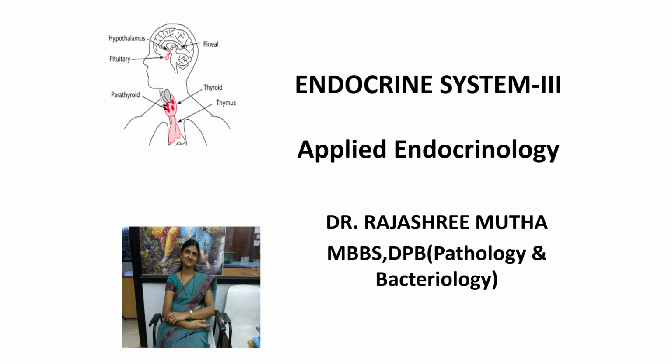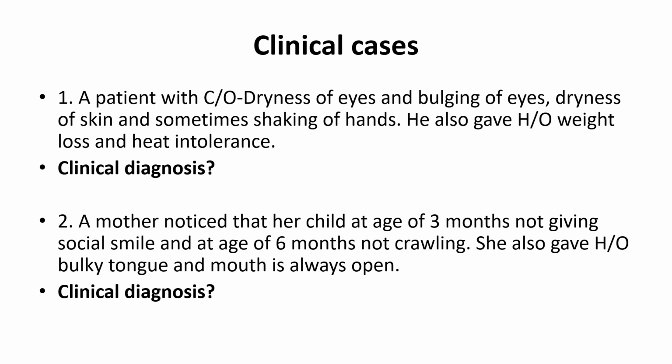Hello students, let's study endocrine system part 2, that is applied endocrinology. Now we will see few clinical cases and then in the end of this session you can give the answer. So first case, a patient with complaint of dryness of eyes and bulging of eyes, dryness of skin and sometimes shaking of hands. He also gives history of weight loss and heat intolerance, that is he could not tolerate the heat. So what could be the clinical diagnosis?